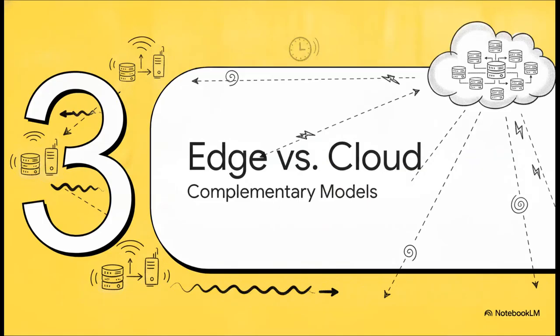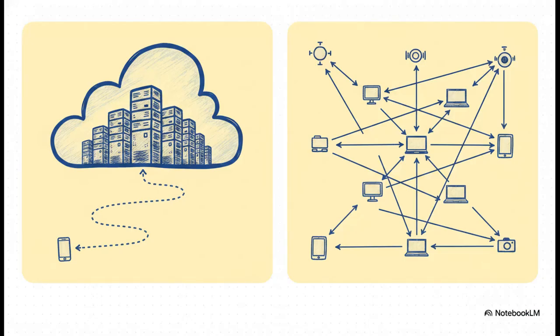Okay, let's switch gears a bit. Section 3, Edge versus cloud computing. Are they complementary or competitive? So the centralized cloud is incredible, but it has one inherent flaw, a latency problem. Put simply, distance creates lag.